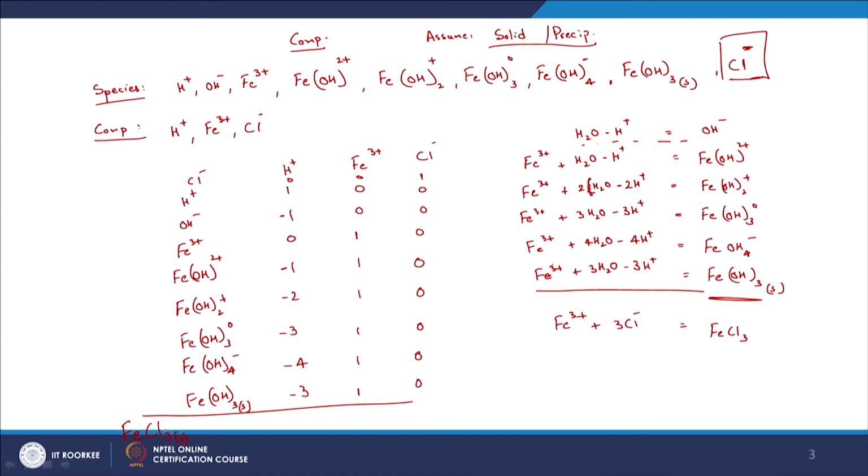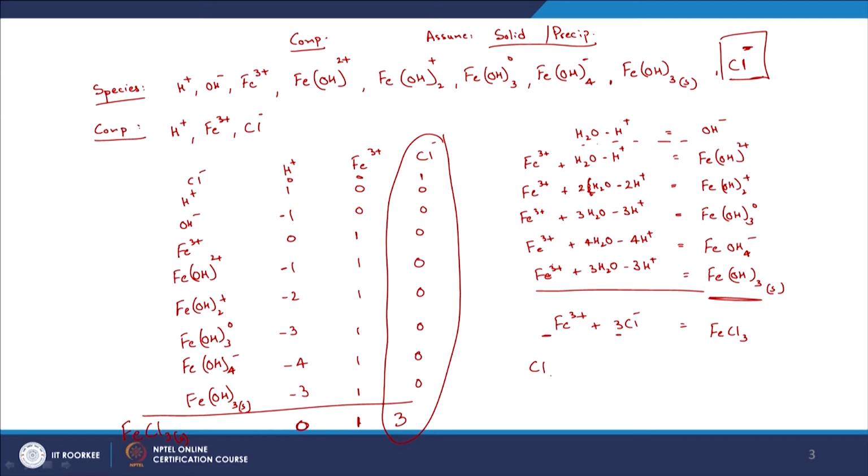And so here, what's the balance? FeCl3, any role of H plus here? No. So that's going to be 0 here. And Fe3 plus is 1 from here, I guess, right? And how much Cl minus is that? It's 3, right? So with that, I have the component balance equations. As we saw earlier, because I did not consider any chloride related species here, I'm setting that up as just Cl minus would be equal to 3 times the FeCl3 concentration. That's obvious, right?